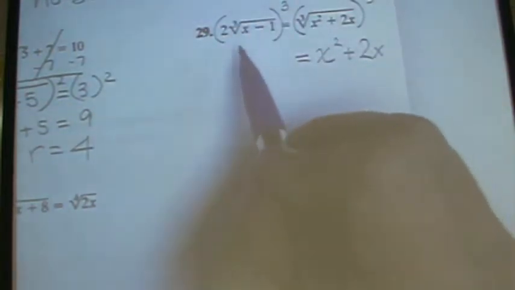29 is a little different. Because of this 2 outside, you are going to want to cube both sides. This one's a little tricky. When we cube this side, we end up with x squared plus 2x. That's not a problem. When we cube this side, you have 2 pieces here. You have this has to be cubed, and 2 cubed is 8. And then we're going to cube this, which is just x minus 1. So basically what we have to do is distribute.